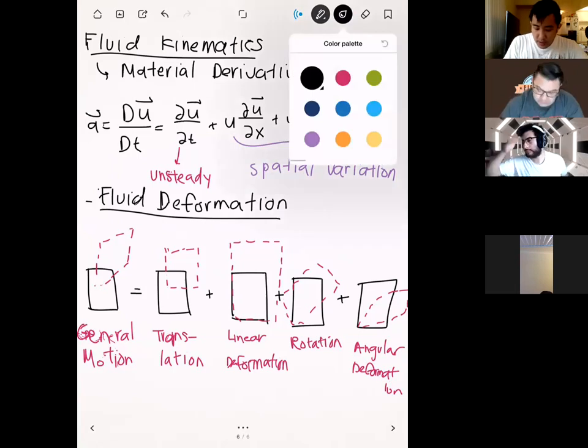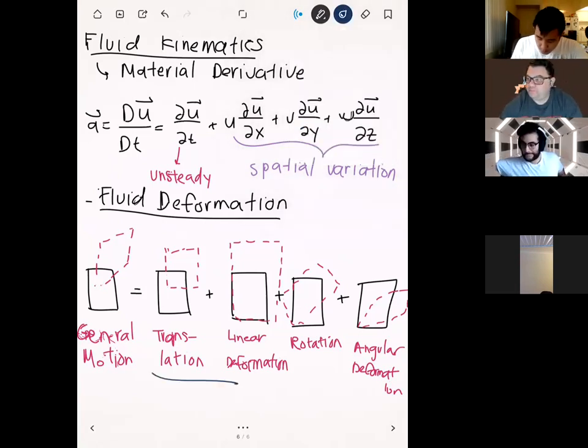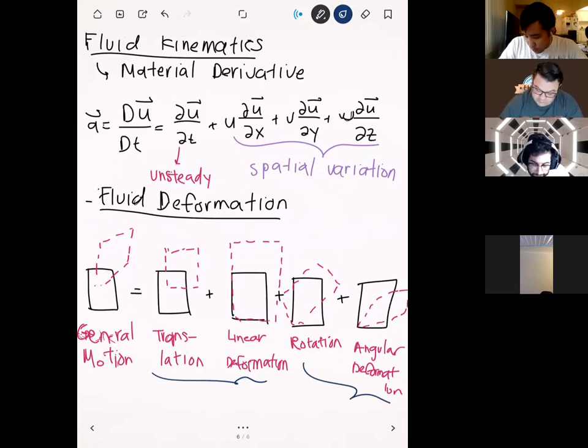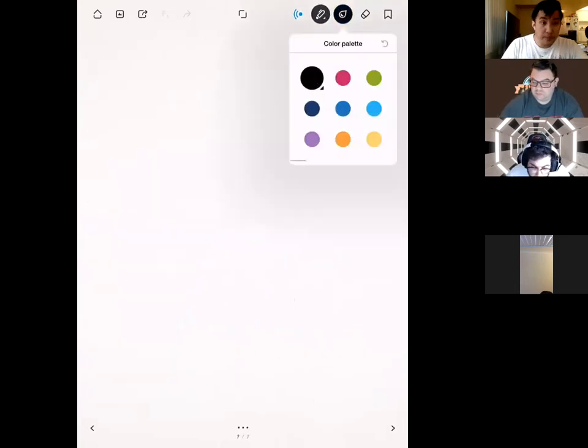And so what we're going to do from here is group these together a little bit. Translation and linear deformation, the mathematics for these are going to be kind of the same. So we're going to come up with a mathematical operator that summarizes translation and linear deformation. Actually, mostly just linear deformation. And then we're going to use a different mathematical operator to describe rotation or angular deformation. Okay, so let's go ahead and jump into that. All right. So let's start with linear motion and deformation.